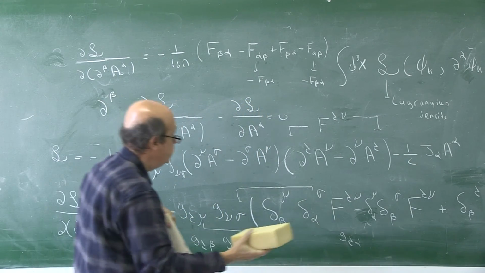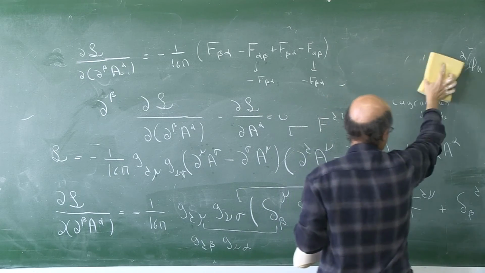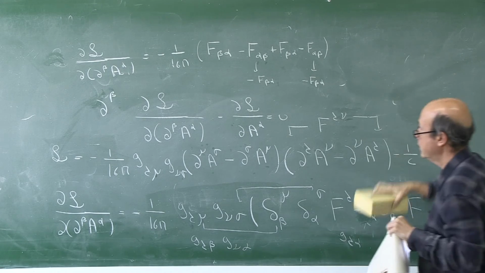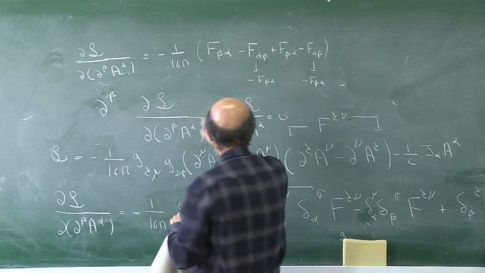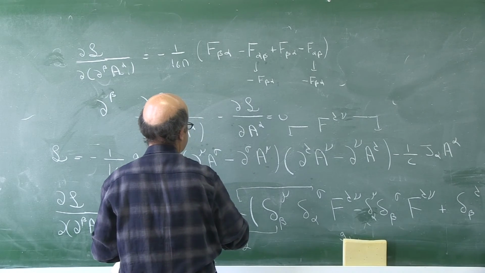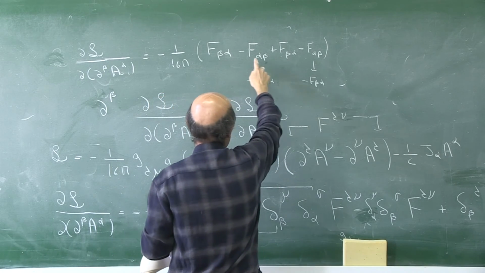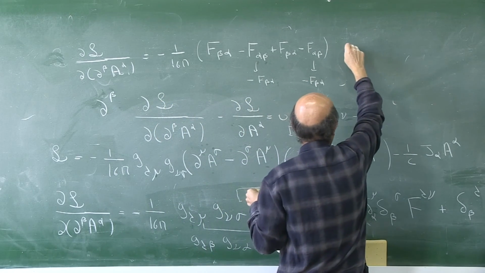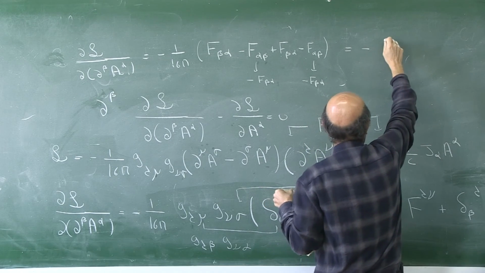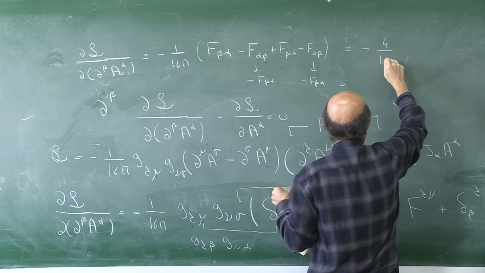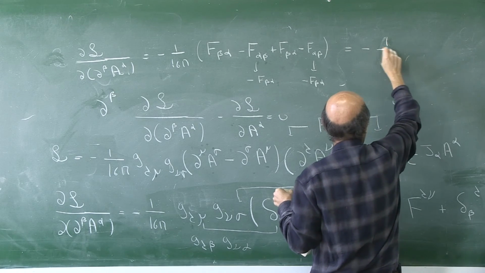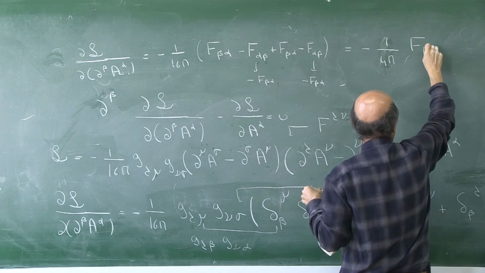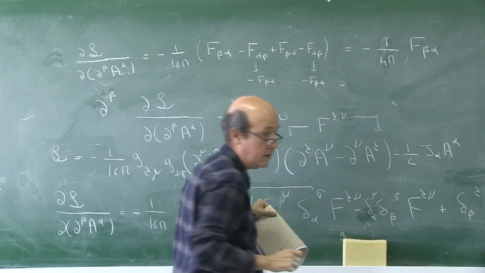So altogether, the left hand side is equal to 4 times f beta alpha, and that is equal to minus 4 over 16 pi, that will be 1 over 4 pi f beta alpha. Okay?